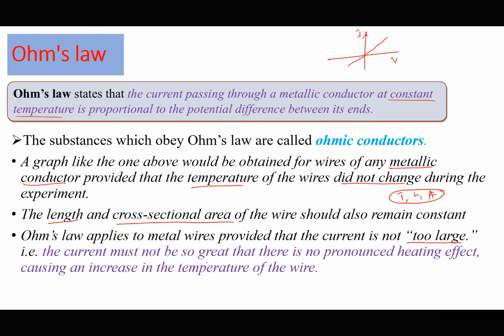So the current must not be so great that there is a pronounced heating effect, causing an increase in the temperature of the wire. For Ohm's law to be obeyed, the current should not be very large. A pronounced heating effect will heat up the wire and cause its temperature to change. And if the temperature is not constant, the current is not going to be directly proportional to the PD. So that is for a metal wire. It is a straight line through the origin.